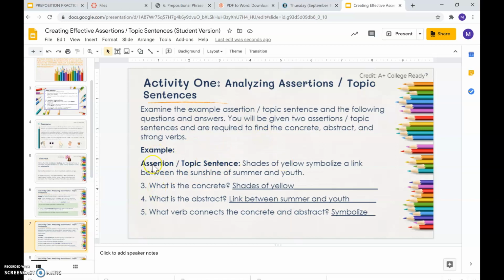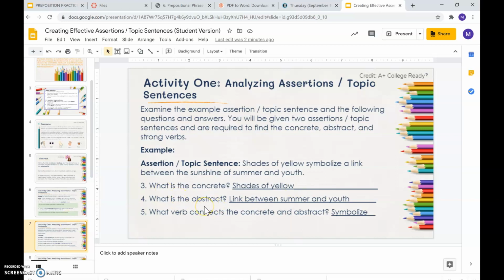Oh, sorry, didn't read the assertion or topic sentence. Shades of yellow symbolize a link between the sunshine of summer and youth. I'm going to read that again. Shades of yellow symbolize a link between the sunshine of summer and youth. What's the concrete? What can I see? I told you before that the concrete in today's activity is going to refer to colors. So what can I see? I can see shades of yellow. We know what yellow looks like. Think of yellow flowers. Think of the sun.